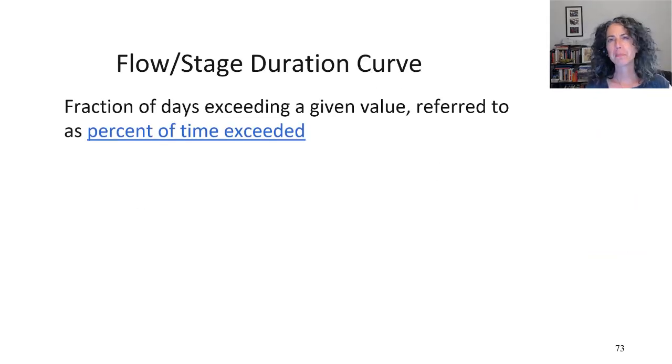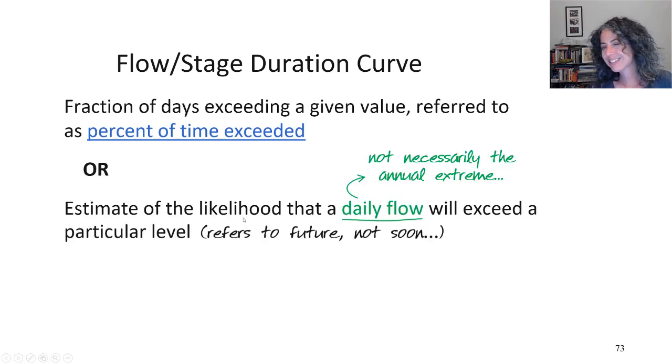So the duration curve is based on characterizing the entire data set of daily values. It's based on pooling all of the values in the time series and computing the fraction of days that exceed a particular level, referred to as percent of time exceeded. So this doesn't explicitly estimate probability, although there are times that we use a duration curve because we do need probability estimates. So we can say that the duration curve is an estimate of the likelihood that a daily flow value, not an annual extreme like the frequency curves were, will exceed a particular level.